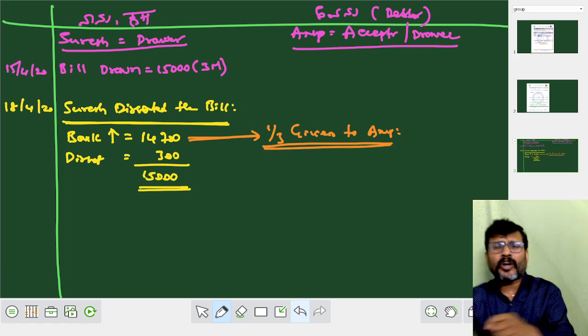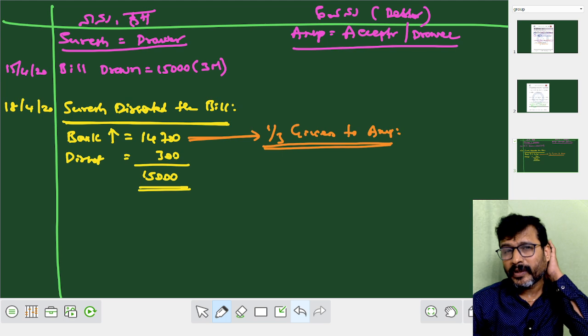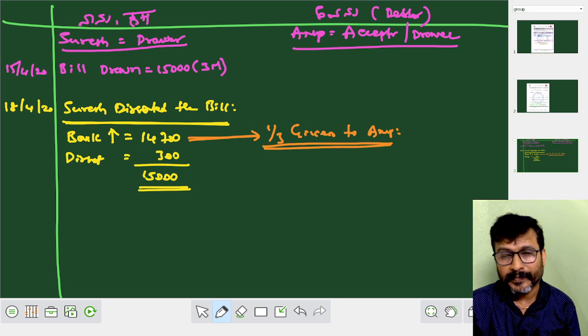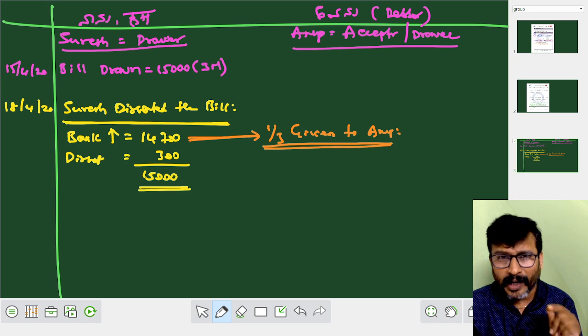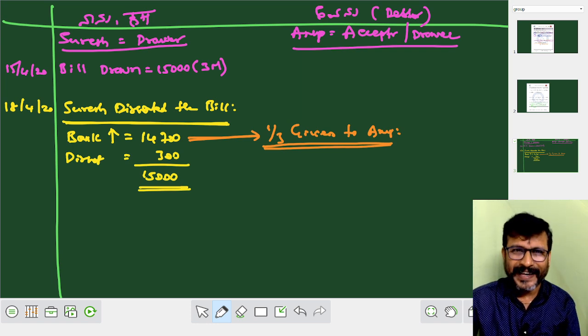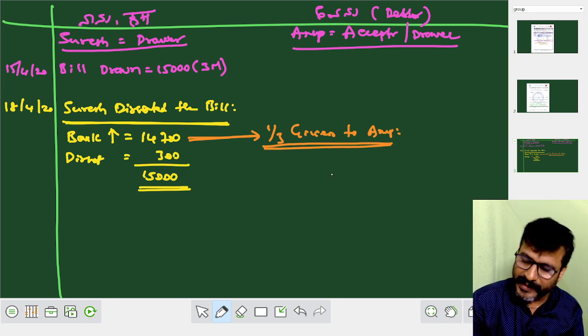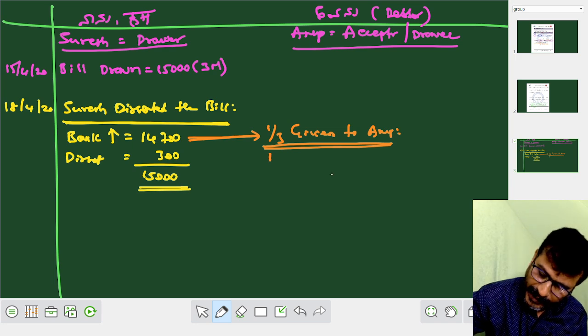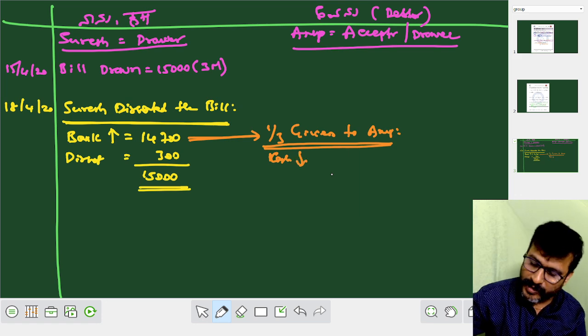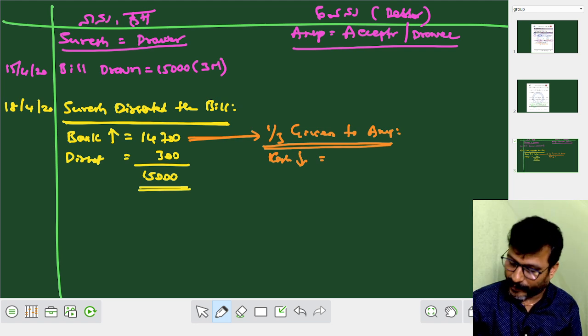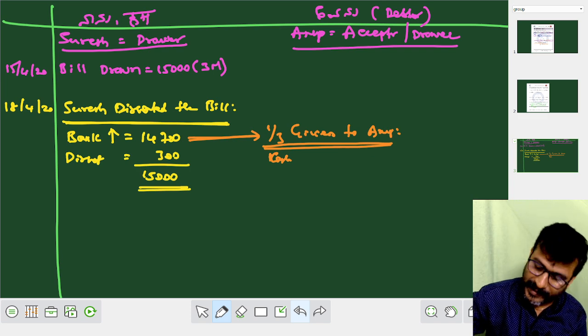Now, you are recording the transactions in whose book? We are recording the transactions in the books of Suresh. When Suresh gives to Anup, what happened? For Suresh, cash decreases. Am I right? When one third is given to Anup, for Suresh the cash decreased. How much? One third. What is the one third of 14,700? Cash paid, you can say. Instead of cash given, we can say cash paid.